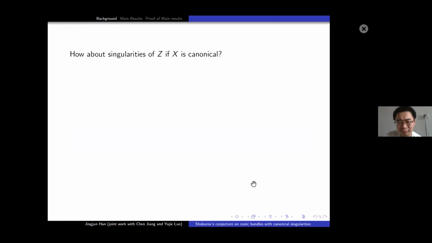And so there's a natural question. How about the singularity of Z if we relax the singularity assumption of X from terminal to canonical? Recall that in Iskovskikh's conjecture, we require that the singularities of X be terminal. So here the question is: how about the singularity of Z if we only assume that X is canonical? This means that we allow the MLD of X to be equal to 1.